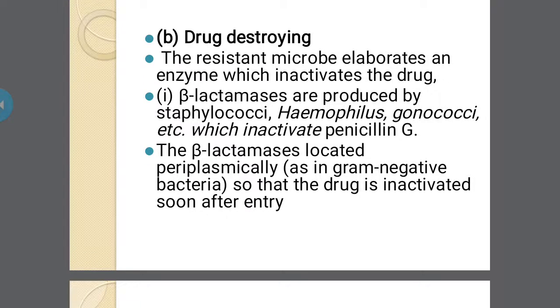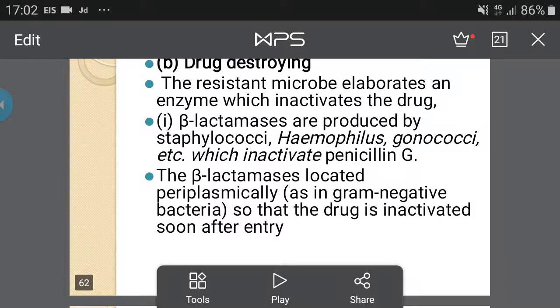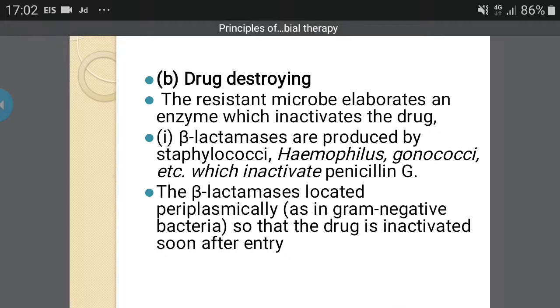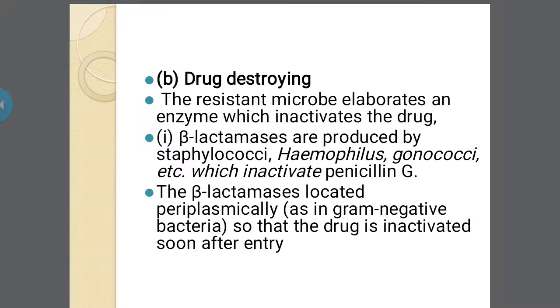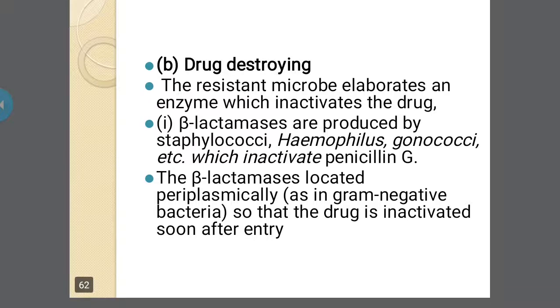Drug destroying, that is more damaging. The resistant microbe elaborates an enzyme which inactivates the drug. So beta-lactamase, I have mentioned, is produced by many gram-negative bacteria like Haemophilus and gonococci, which inactivate penicillin. That's why penicillin is not effective against gram-negative bacteria. Beta-lactamase is located in the periplasmic location, so that the drug is inactivated soon after entry. It is the drug destroying mechanism.